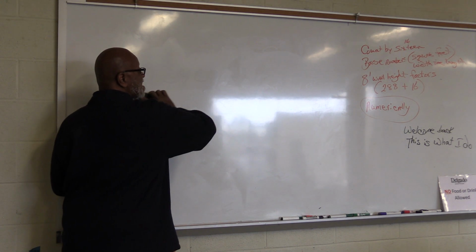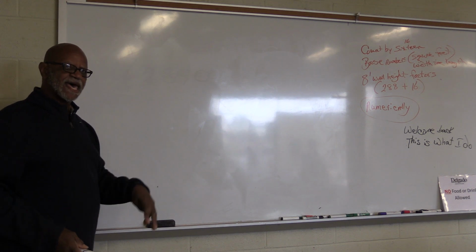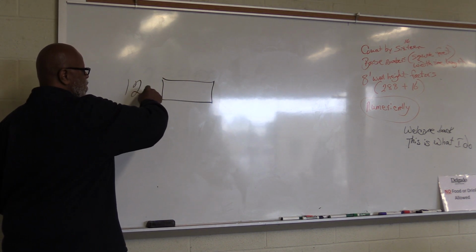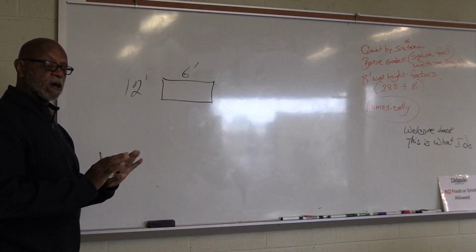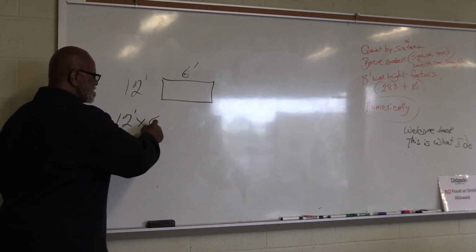Then we're going to look at the base numbers. So these base numbers are simply width times length. For example, this is a building, and let's say this is 12 feet by 6 feet, right? So I'm going to give you a chart of those. They're called base numbers. So we're going to look at 12, 6 feet.